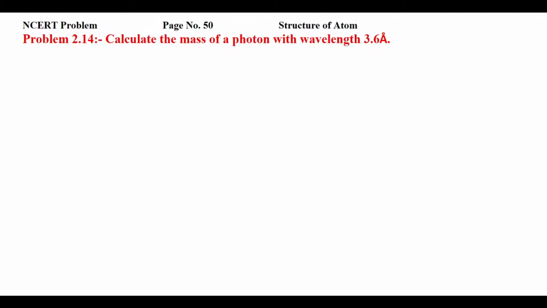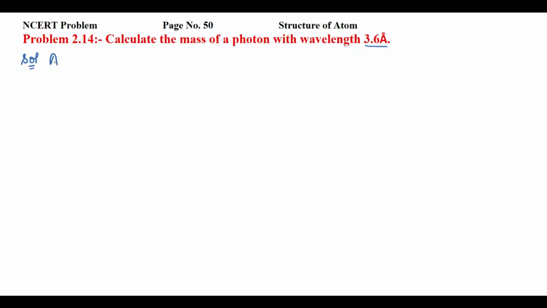Students, this is NCERT problem 2.14 from page number 50 of structure of atom, right? So let's read this statement. Calculate the mass of a photon with wavelength 3.6 angstrom. Okay, so you are having a photon whose wavelength is 3.6 angstrom and you have to find the mass of this photon, right? So to find the mass of this photon, we'll use de Broglie equation.